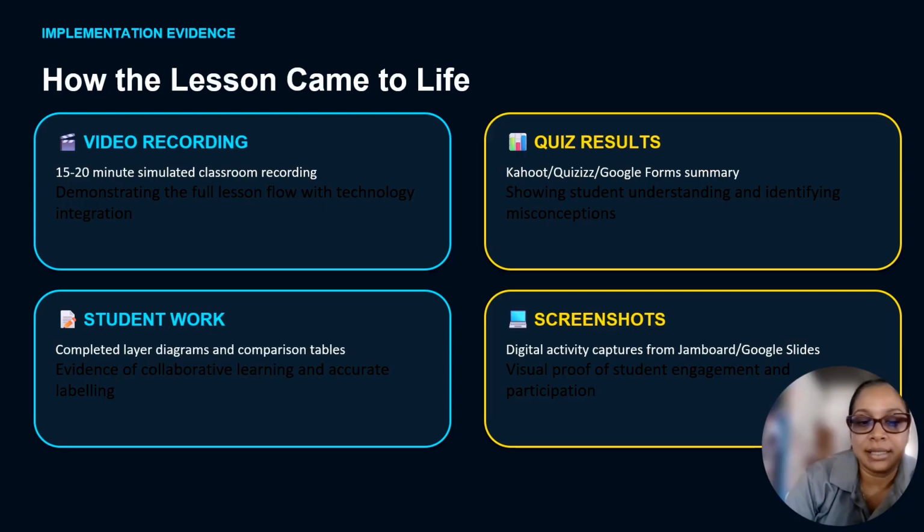Third, we would have collected student work, samples of the students' work. These are the completed layer diagrams and comparison tables, which show evidence of collaborative learning and accurate labeling. And finally, we have screenshots of digital activities on Jamboard and Google Slides. They serve as visual proof of student engagement and participation. Together, these four pieces of evidence show that the lesson was not just planned on paper, it was delivered and also that it worked, right?